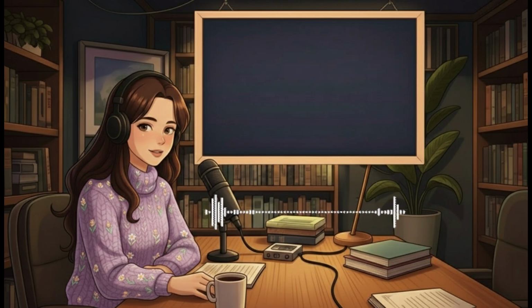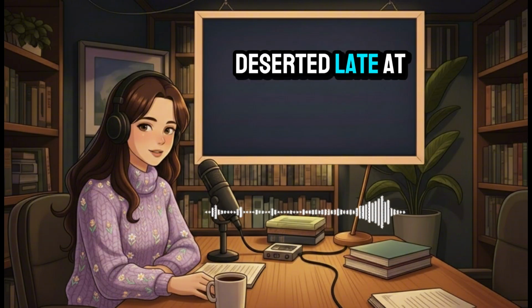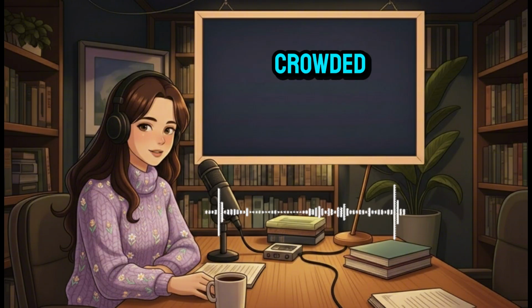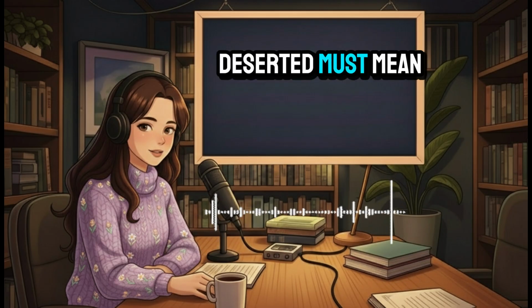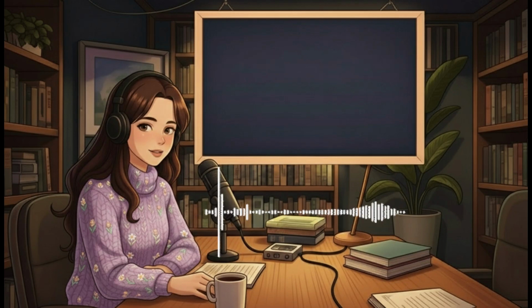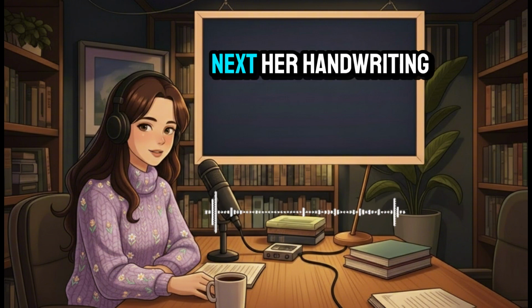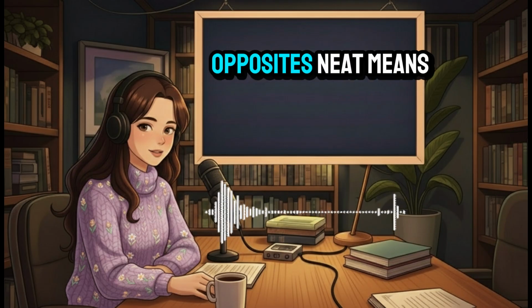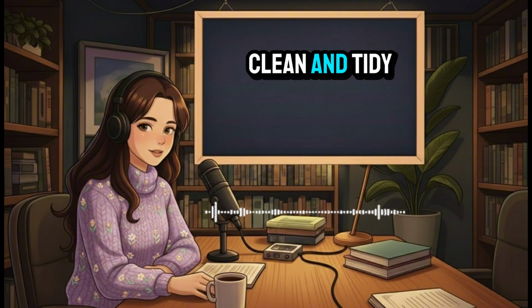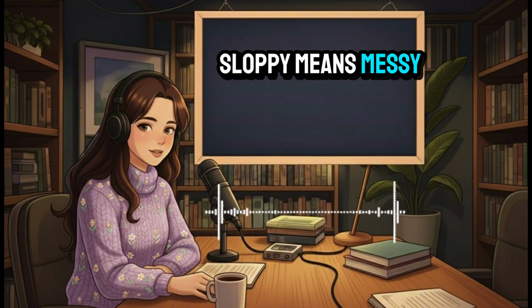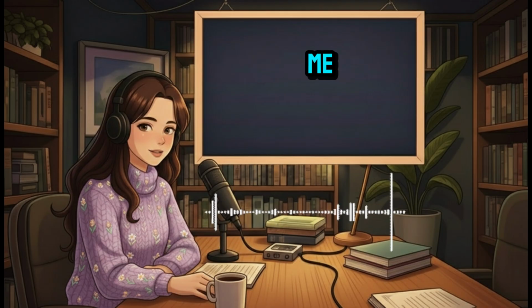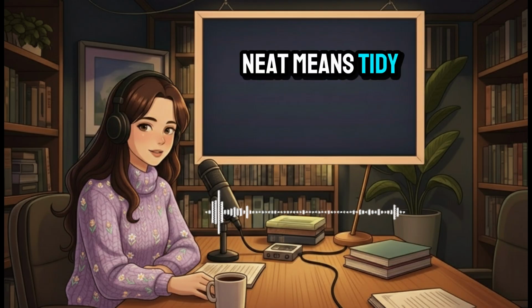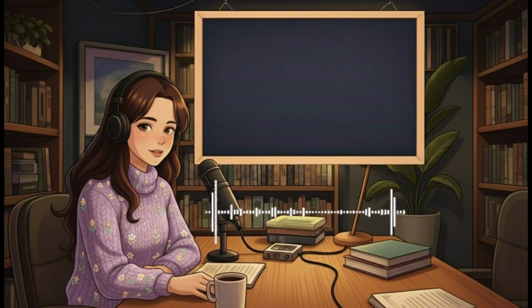Next one. The street was deserted late at night, but in the morning it was crowded. Deserted must mean the opposite of crowded, which is empty. Yes. Next. Her handwriting is neat, but his is sloppy. Neat and sloppy are opposites. Neat means clean and tidy. Sloppy means messy. Say them with me. Neat means tidy. Sloppy means messy.